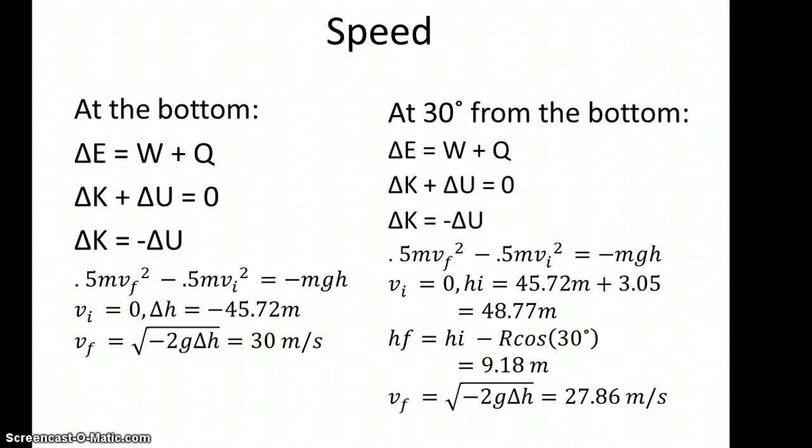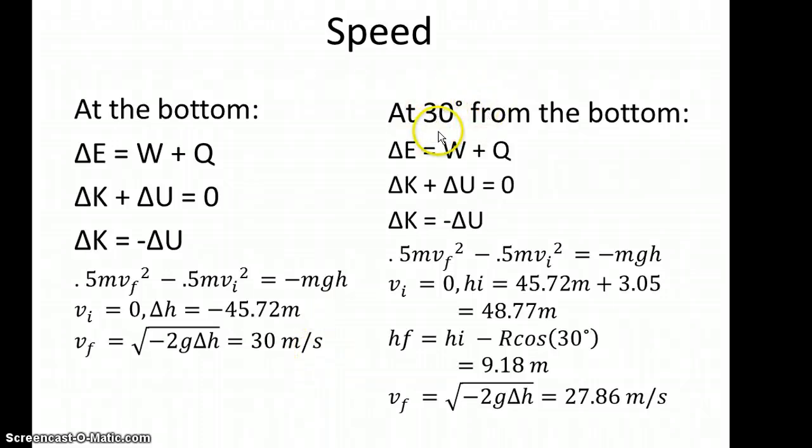The first thing we have to do is calculate the speed. At the bottom, which is 90 degrees, delta E is equal to 0 since there is no work and we're not taking into account the surrounding energy. We then know that delta K plus delta U equals 0, so delta K is equal to negative delta U. Knowing the equations for delta K and delta U, we plug in that the initial velocity is 0 and the change in height is negative 45.72 meters, as we know from the rope. Then we get that the final velocity at the bottom is about 30 meters per second.